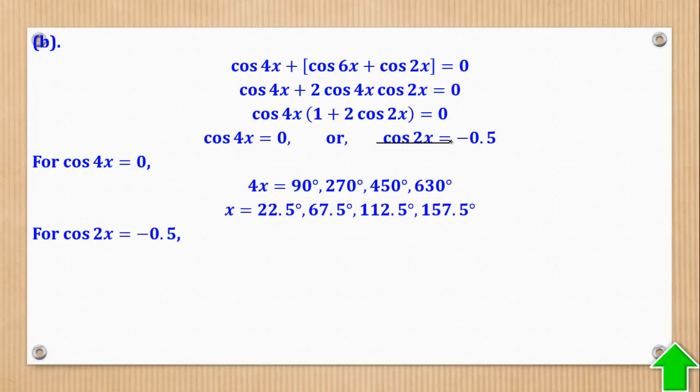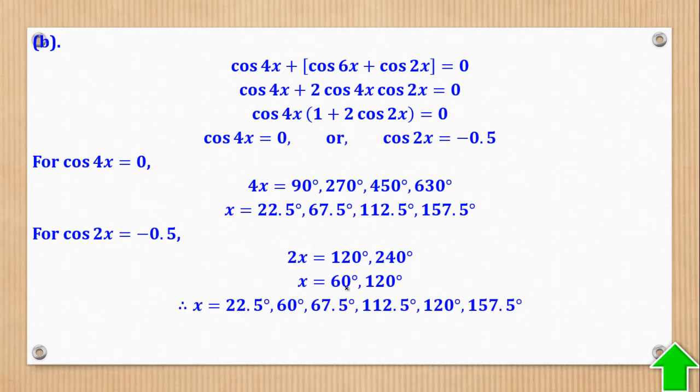What about for this? For this one, still do the same. Cos is negative in the second and third quadrants. So I'll get these angles, divide by 2 throughout to get this. Then you can arrange in ascending order. And that's what they wanted.